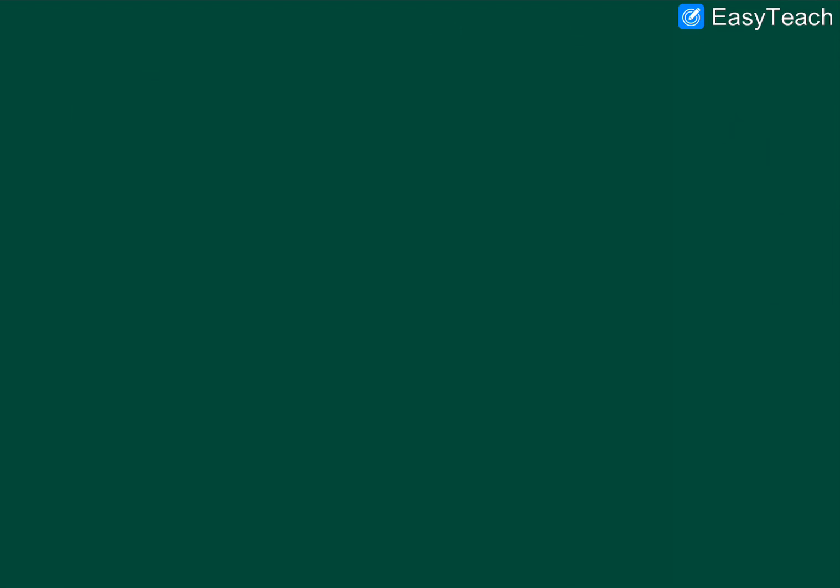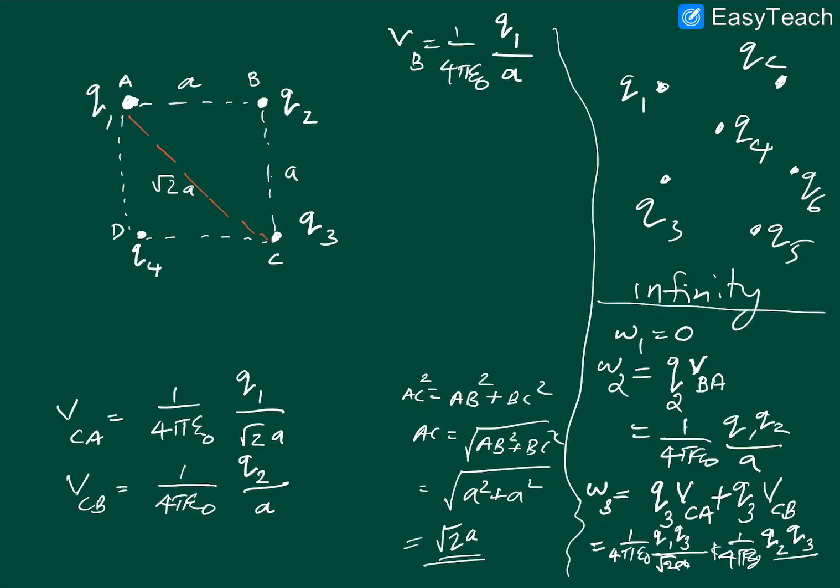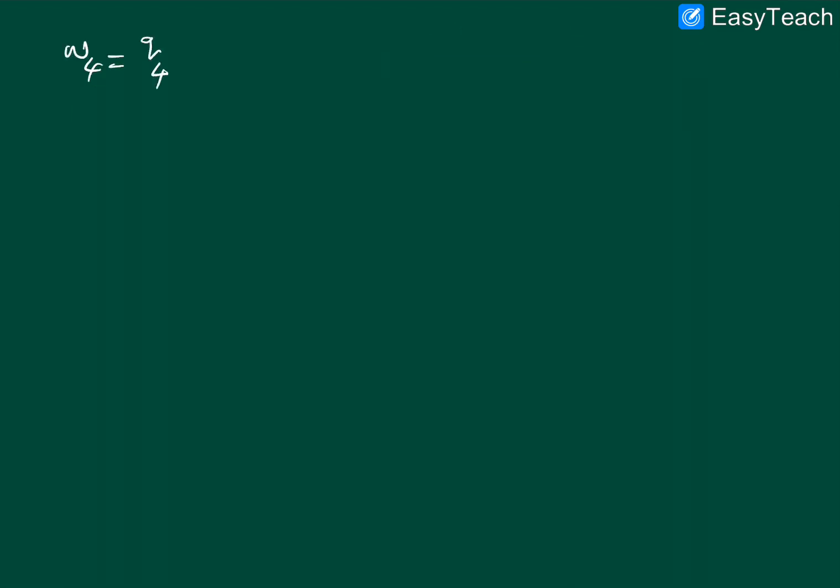The amount of work done in this process is W4 is equal to, there will be potential due to all the 3 charges. So there will be 3 terms for the work done in this case for the fourth charge. Which charge you are bringing? It is Q4, and the potential point is D. There will be potential due to charge at A. Then there will be potential due to charge at B, and there will be potential due to charge at C.